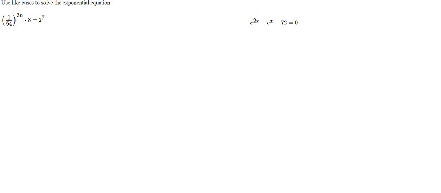We got a couple of questions here, and we want to find the exact value. For the one there on the left, notice that we have 2 to the 7th power, 2 is the base, so we need to rewrite the rest of the terms to have 2 as the base.